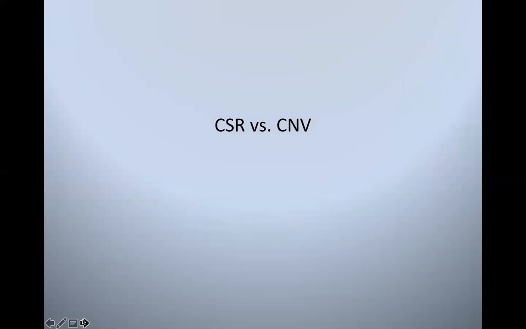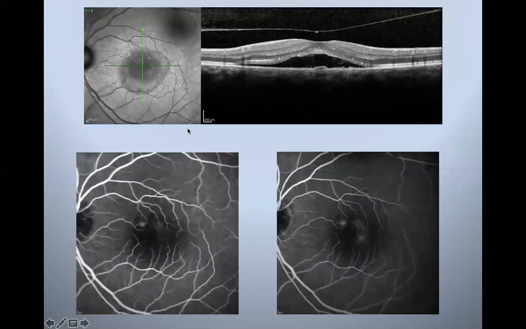This is another example of a patient that came in that had central serous retinopathy. You can see that pocket of fluid. You can see they have the subretinal fluid. They've got a little blip in their RPE, which is why we started thinking, maybe this is a choroidal neovascular membrane and not a typical CSR.